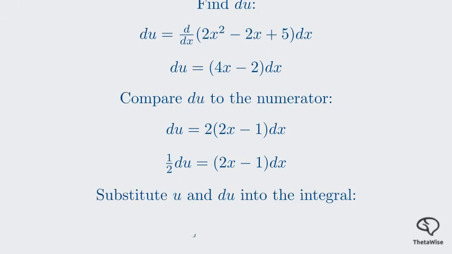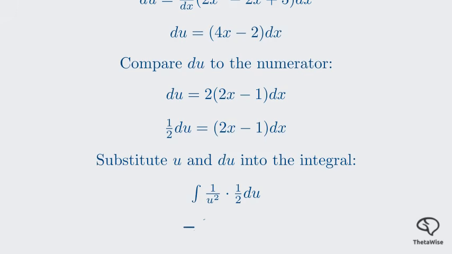We substitute u into the denominator, making it u squared. We substitute 1/2 du for the entire numerator, 2x minus 1 dx. We can pull the constant 1/2 out in front of the integral sign. And to prepare for integration, we can rewrite 1 over u squared as u to the power of -2. This new integral is a simple power rule integral, which is easy to solve.